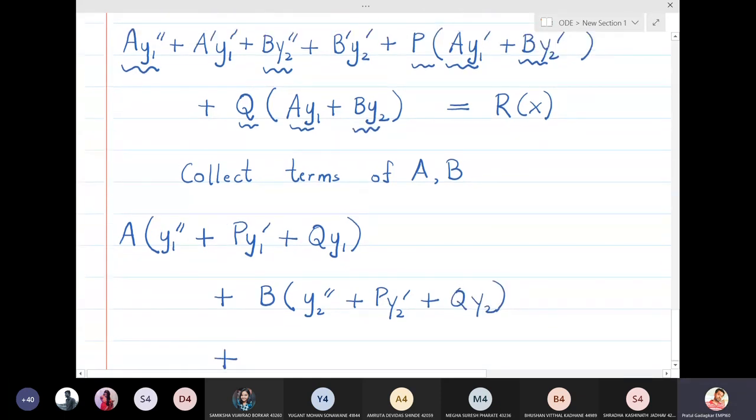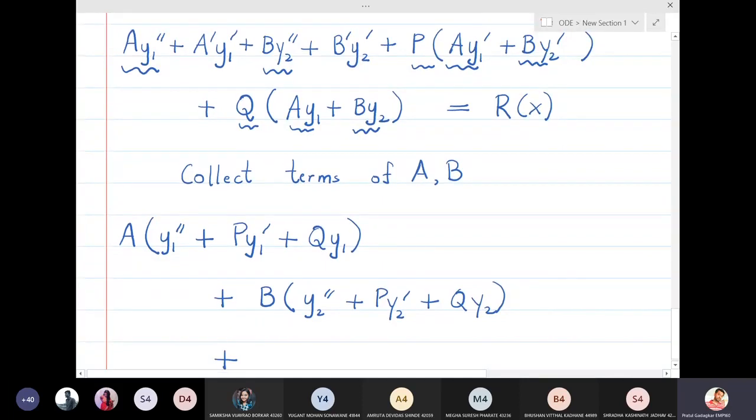Now there are some terms which do not contain a and b. They contain a dash and b dash. So let us collect them together in one bracket. What are those terms? a dash y1 dash plus b dash y2 dash. Okay, all the terms are over, and this is equal to r of x.